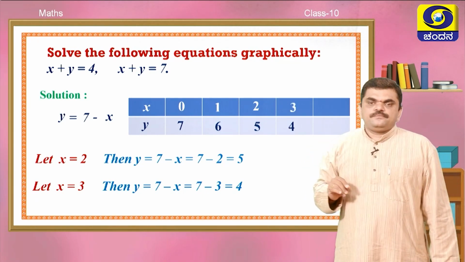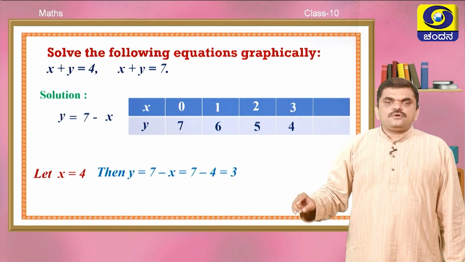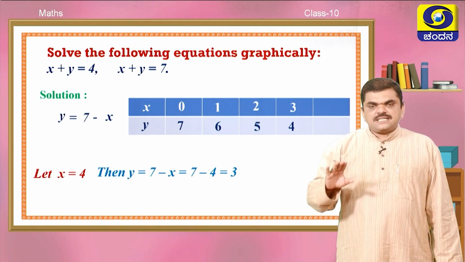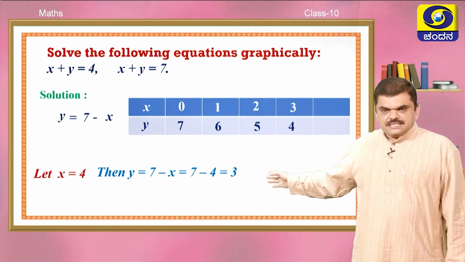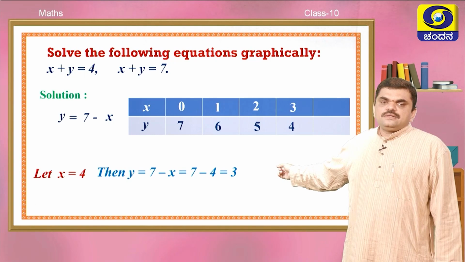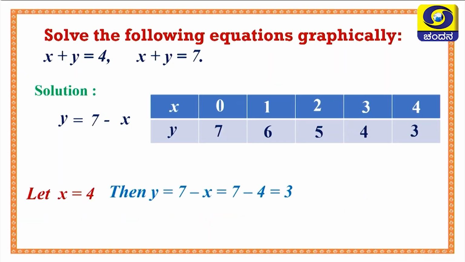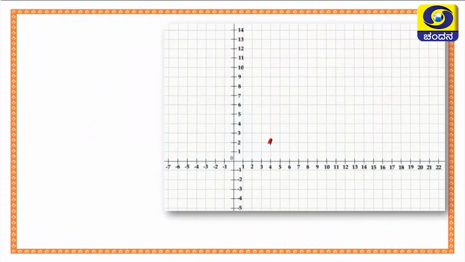Yes, write down. Now when x is equal to 4, y is equal to 7 minus x, that is 7 minus 4, y is equal to 3. Write that in the table, children. Now the table looks like this: x coordinates 0, 1, 2, 3, 4, y coordinates 7, 6, 5, 4, 3. Let us plot this in the graph.